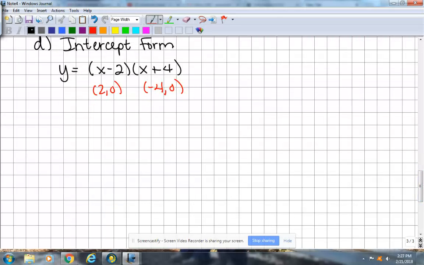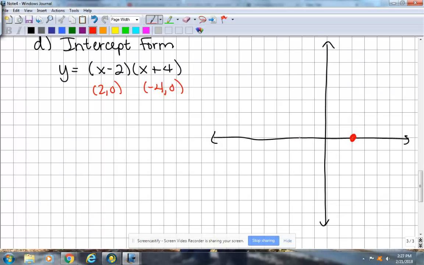So what you're going to do is graph those 2 points. 2, 0 right here. -4, 0: 1, 2, 3, 4 is down here. Now your vertex should be halfway between these 2 points, but either down lower or up high. Now we said this is a U shape, so do you think the vertex is going to be down low or up high? Low, because the vertex will be a minimum.